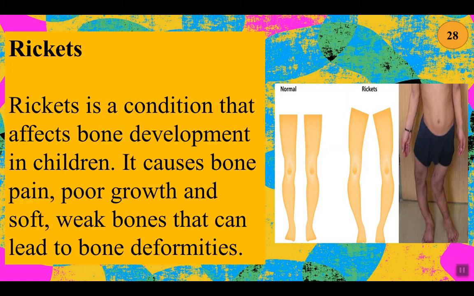The next deficiency disease is rickets. If there is too little vitamin D in your diet, it will cause rickets, which can lead to weakening or softening of your bones. If you have weak bones, then it can lead to bone deformities.